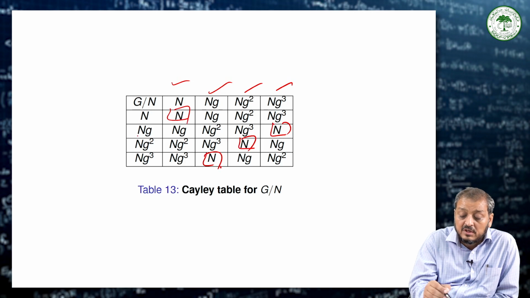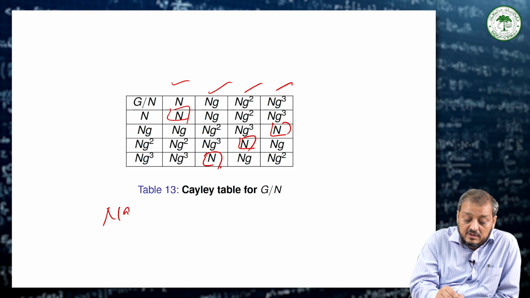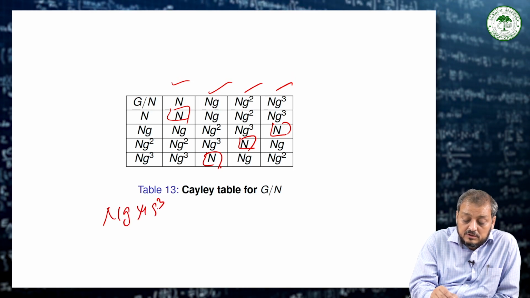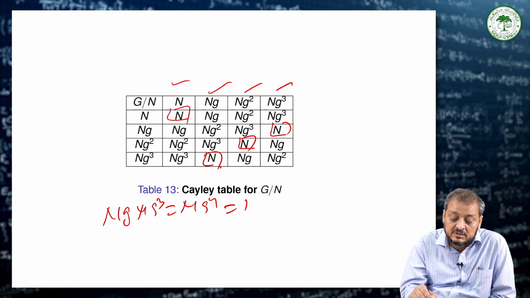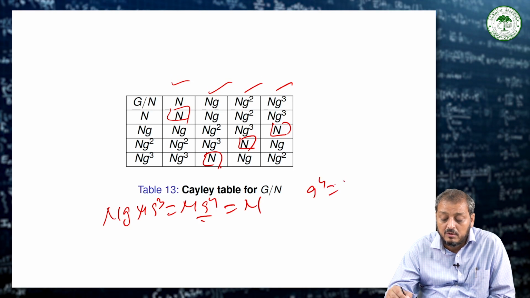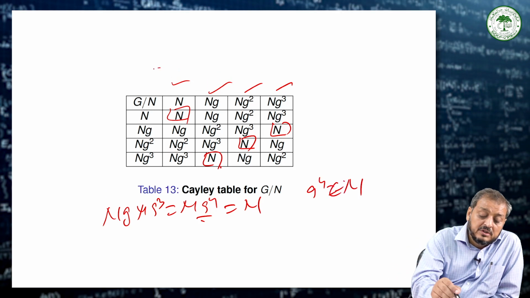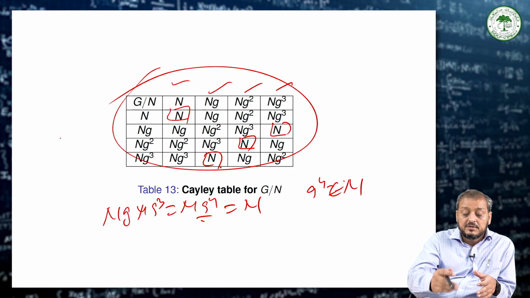And now you see this, we have to just say that the inverse of this is equal to, clearly by this, ng into ng cubed, which is equal to n of g to the power 4. And now we have to show that this is equal to n, using the property that g to the power 4 is a member of n. So this is clearly the complete group table of this.